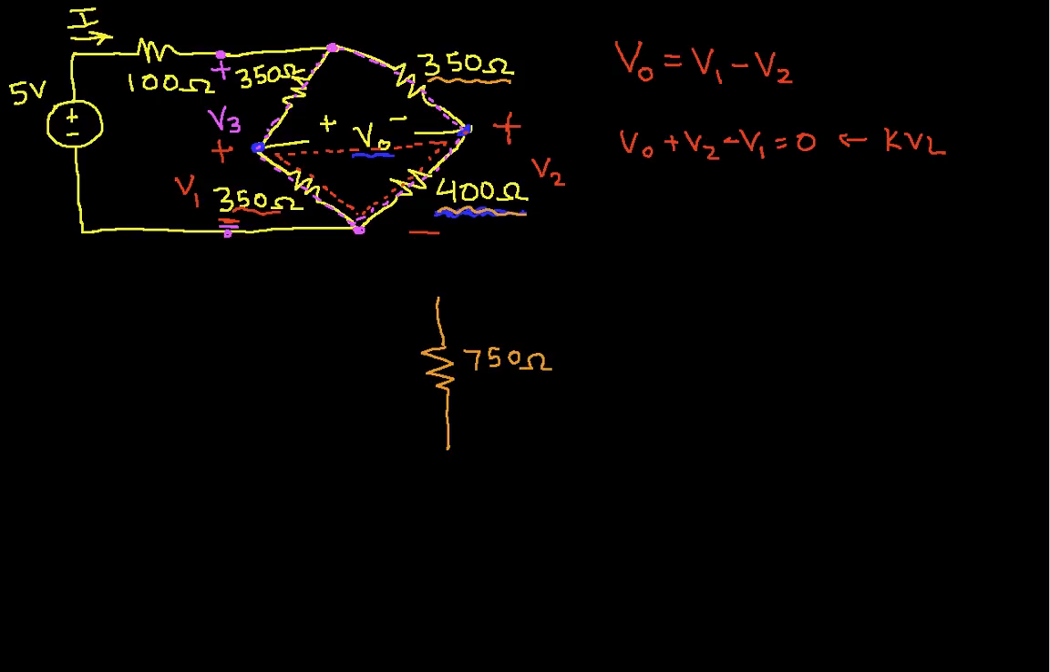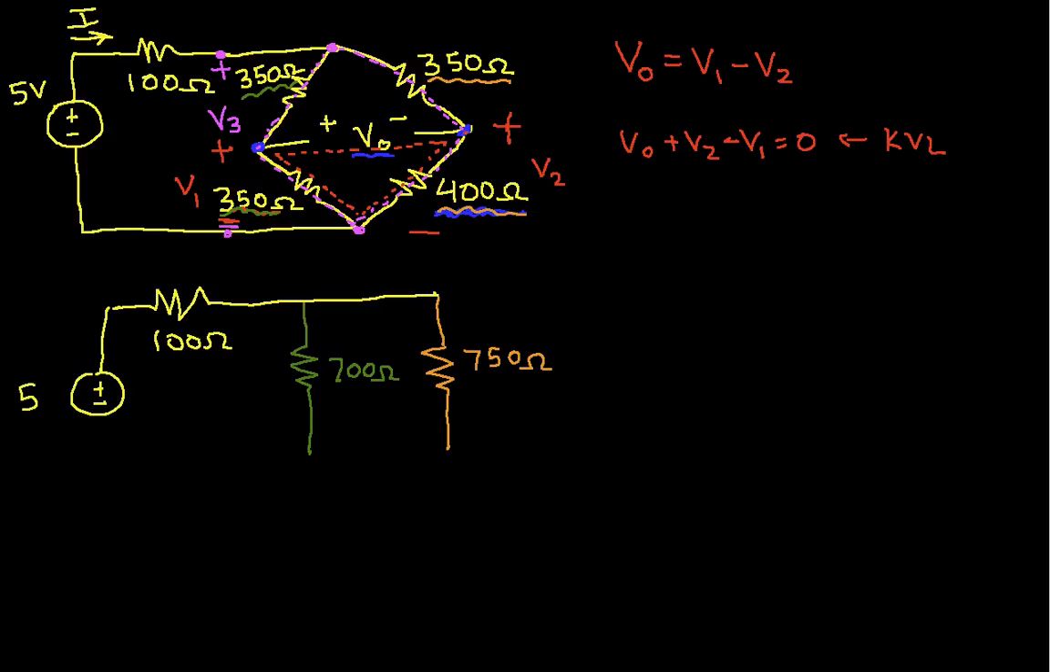Let's see, what's another beautiful color we haven't used? Okay, now I have a 350 ohm resistor in series with another 350 ohm resistor. That equivalent resistance is going to be 700 ohms. And I can connect this to the stuff that I haven't changed. I still have this 100 ohm resistor. And I have 5 volts here. Okay. And the voltage that I'm interested in is still from here to here, V3.